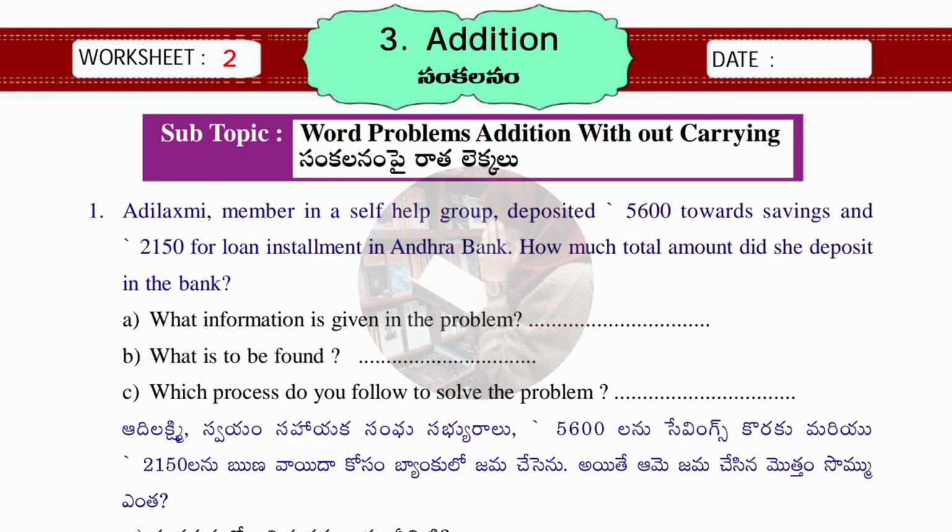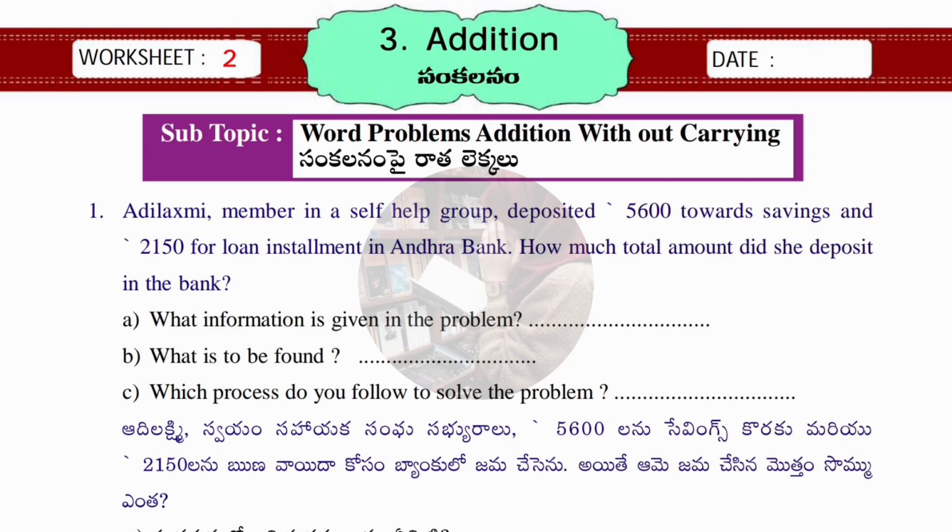Okay. Now we'll move to the next worksheet, that is worksheet number 2. Here the subtopic is word problems addition without carrying. Okay, let's see first question. Adi Lakshmi, member in a self-help group, deposited 5,600 rupees towards saving and 2,150 for loan installment in Andhra Bank. How much total amount did she deposit in the bank?